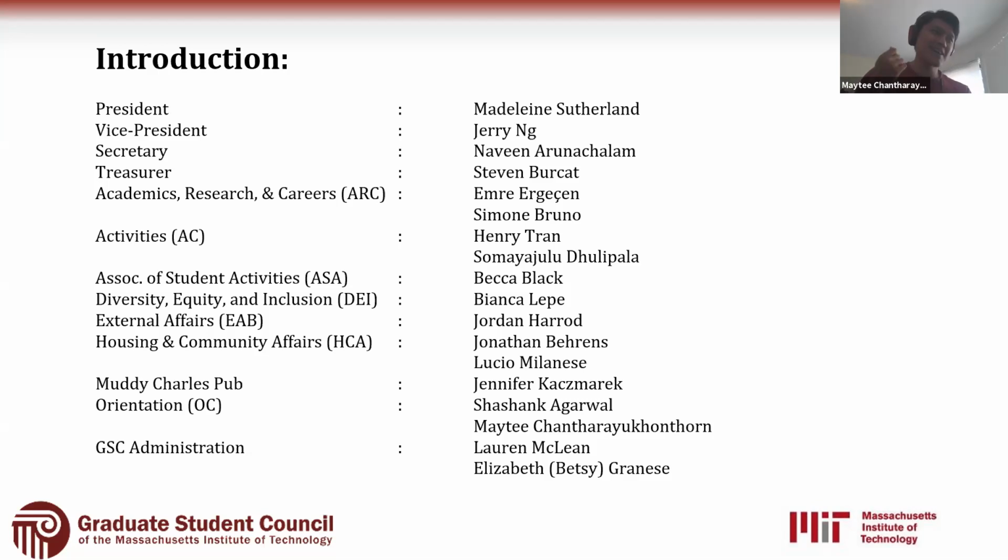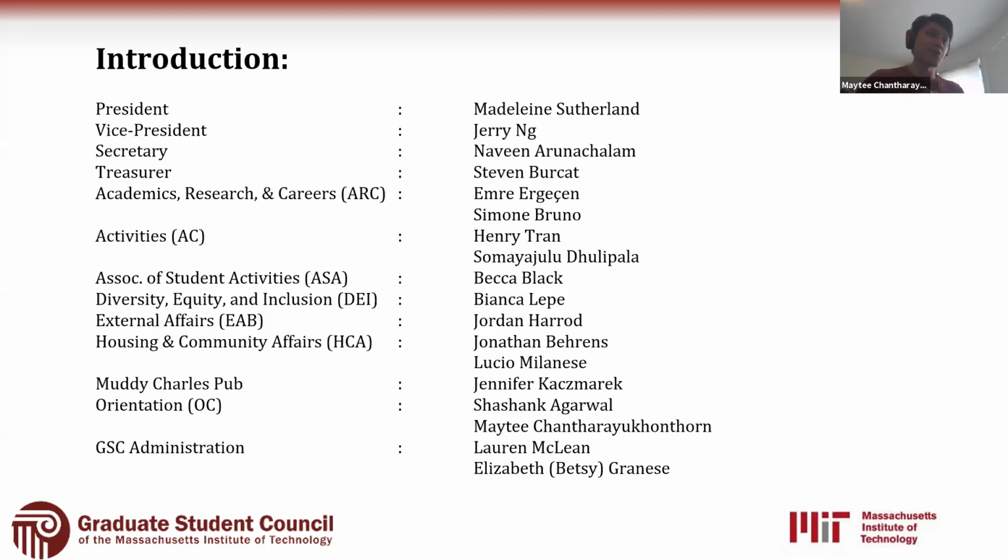So we have ARC, the activities, which is things like social events. Again, we'll go in depth to each of these committees as we get to them. We have ASA, which is kind of an overview body of all the student groups, or most of the student groups on campus. Diversity, equity, inclusion, DEI, obviously very important given the current times.